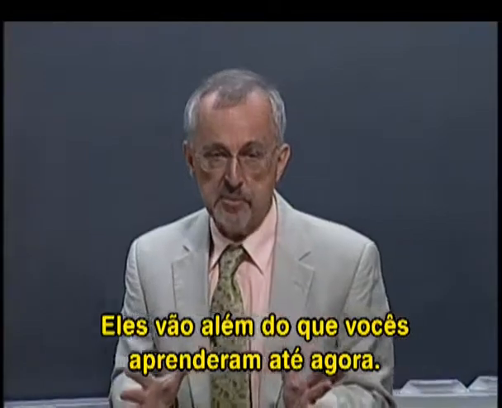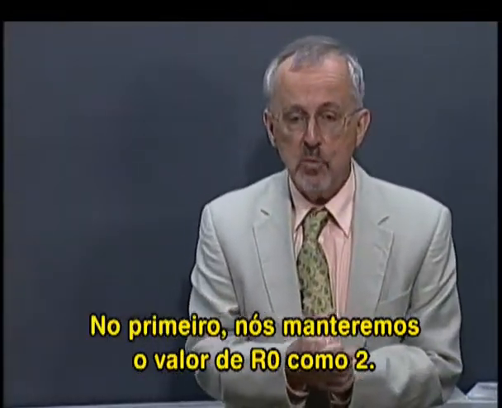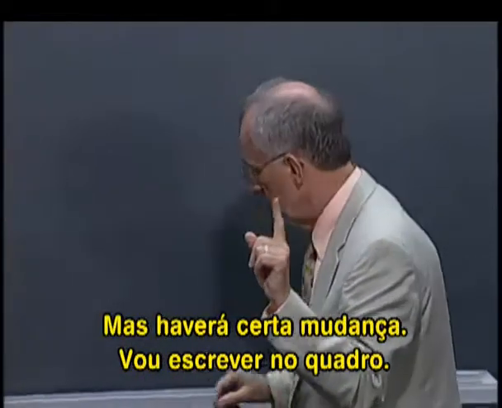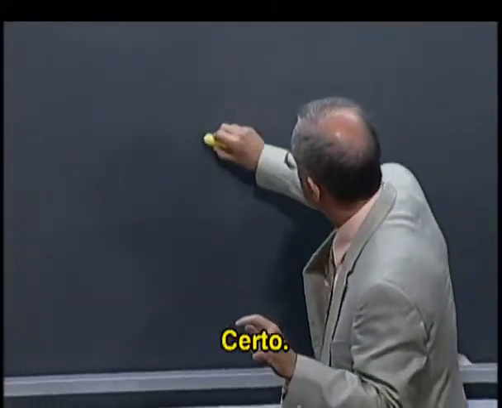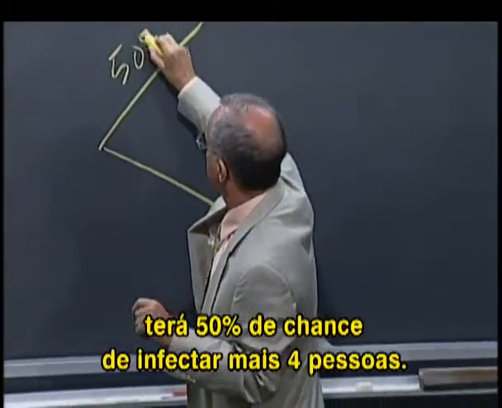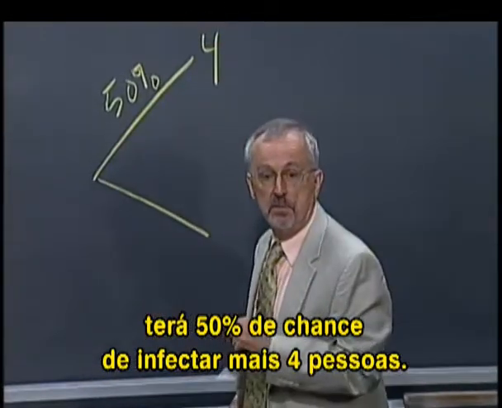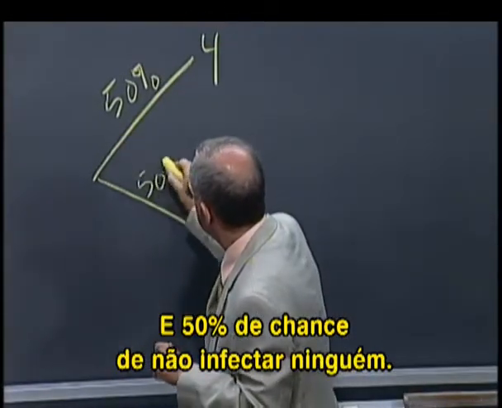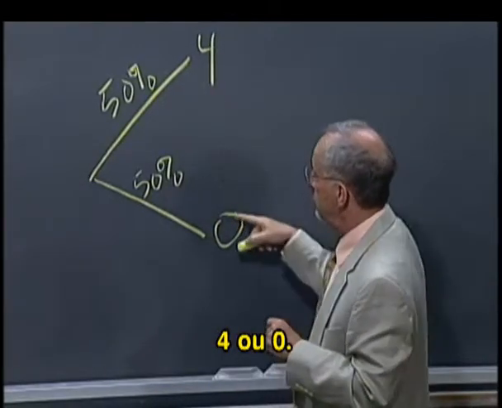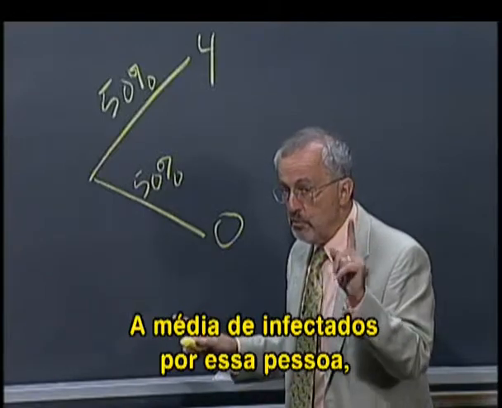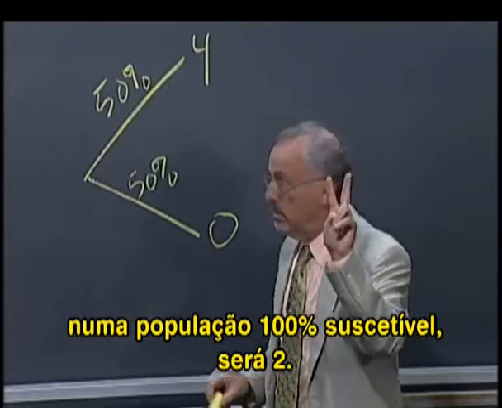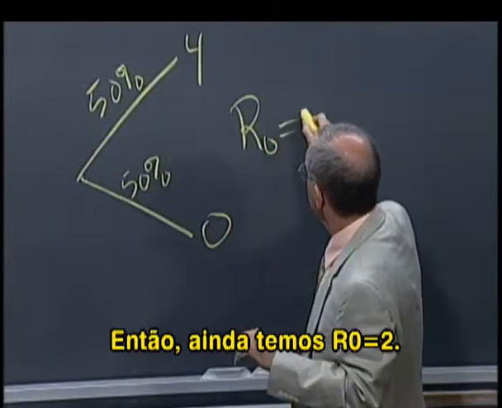Both of these, I think, are learning experiences beyond what you've done before. And the first one, we're going to keep R0 at 2, but we're going to have a certain wrinkle here. Now let me go to the blackboard and say, okay, so each newly infected person will have a 50% chance of infecting 4 other people, or a 50% chance of infecting 0 other people. 4 or 0. The average number of newly infected people in a fully susceptible population from this person will be 2. So we still have R0 equals 2.